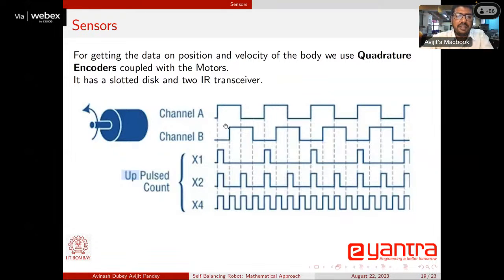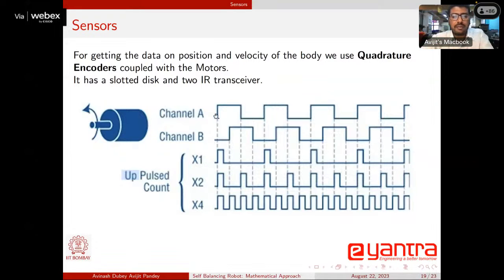One condition is where B is 0, A is 1. Next is B is 1, A is 1. Next B is 1, A is 0, and next A is 0, B is 0. And since they are placed at a fixed physical phase shift, this phase shift will always be there. So by observing the values of the channel A and channel B pulses coming from the motor quadrature encoder, we can check how much the wheel is rotating. We can count these pulses, these instances, and check how much the wheel is rotating.